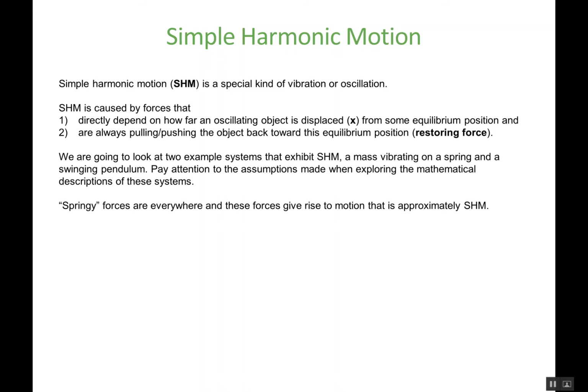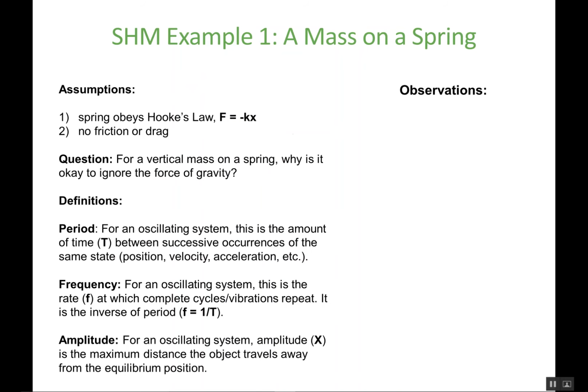So, oscillations that involve springs are good candidates for modeling using the theory of simple harmonic motion. We're going to look at two example systems that exhibit simple harmonic motion. The first is a mass vibrating on a spring, and the second system is a swinging pendulum, which has many similarities to masses vibrating on springs. When we look at the mathematical descriptions of these systems, pay attention and be aware of the assumptions that we're making when we write down these mathematical equations for modeling these systems.